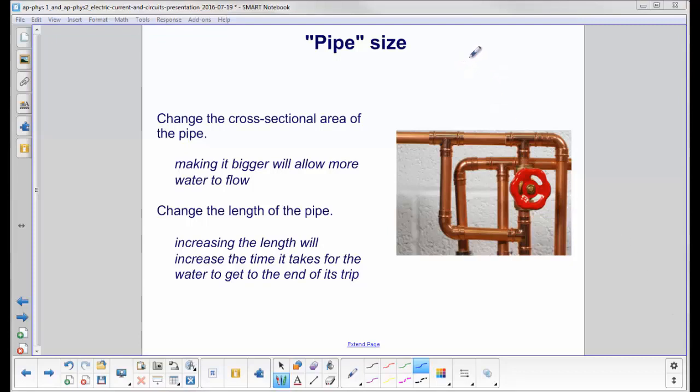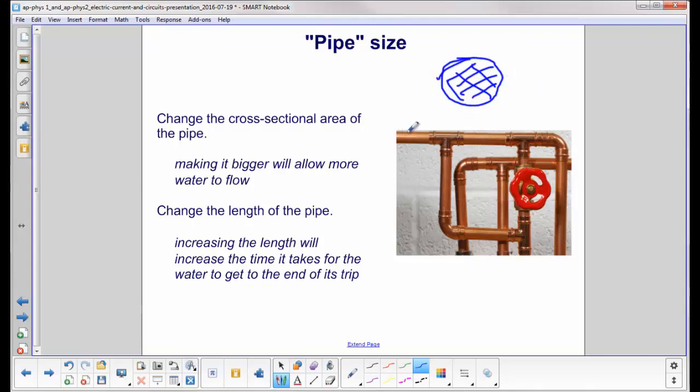In the cross-sectional area, if you look at a pipe end on, and in here this is where the water's flowing, that we call the cross-sectional area. And if you knew the diameter of the pipe, you could cut that in half to get the radius, and then the cross-sectional area would be pi r squared. So if we make this bigger, more water is going to flow.